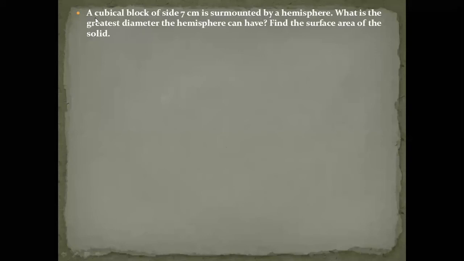So the question is, a cubical block of side 7 centimeter is surmounted by a hemisphere. What is the greatest diameter the hemisphere can have? And then we have to find the surface area of the given solid. So we have again two shapes. One is your cubical block and the other one is your hemisphere. So the hemisphere is mounted on that, and we have to find its greatest diameter, right?